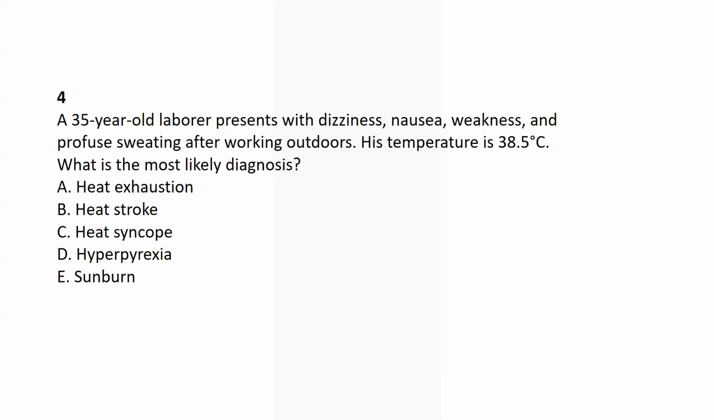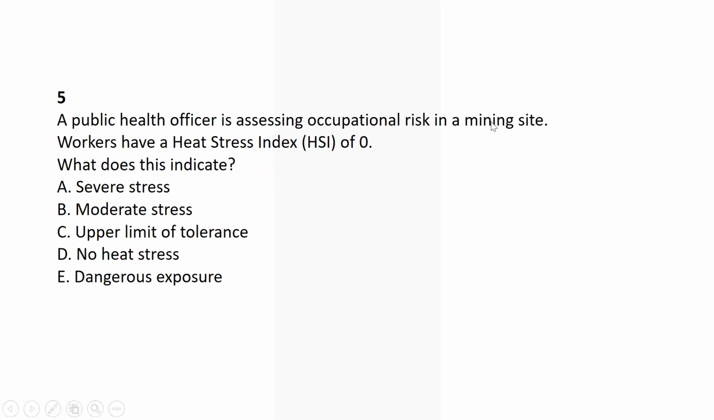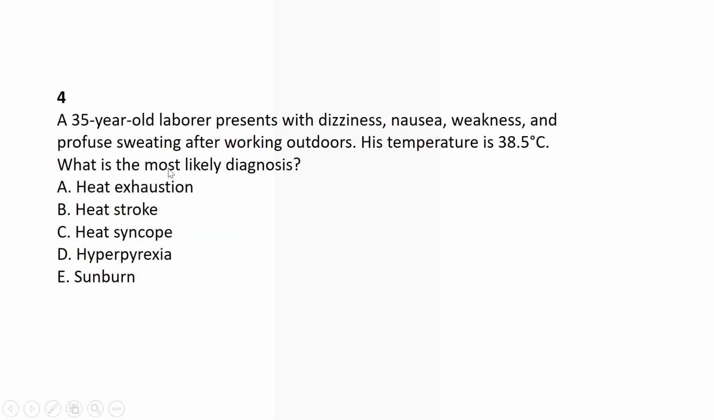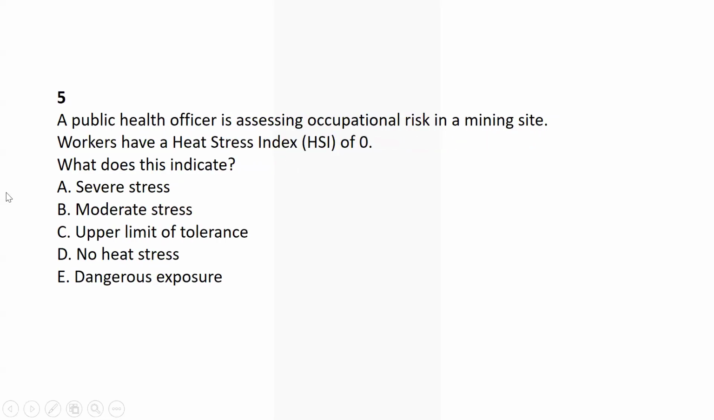Question number 4, a 35-year-old laborer presents with dizziness, nausea, weakness, and profuse sweating after working outdoors. His temperature is 38.5 degrees centigrade. What is the most likely diagnosis? Option A, heat exhaustion, B, heat stroke, C, heat syncope, D, hyperpyrexia, and E, sunburn. Option A is the right answer.